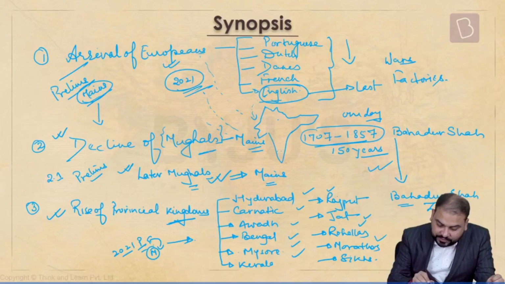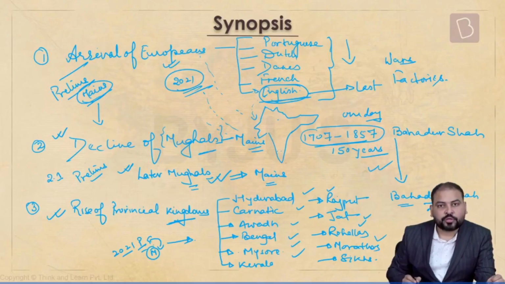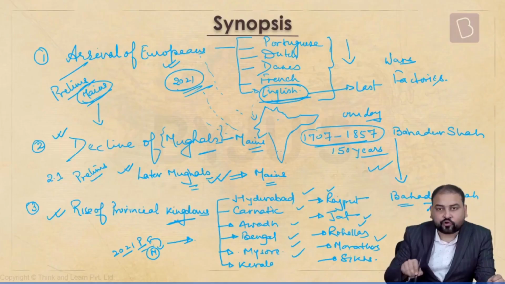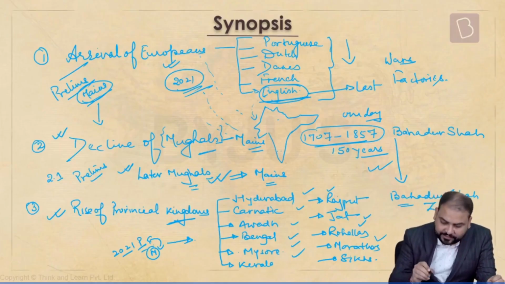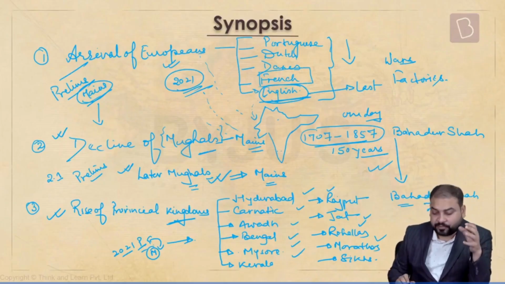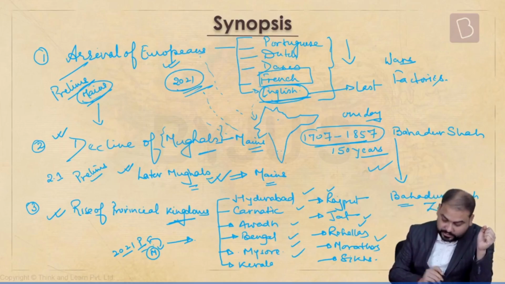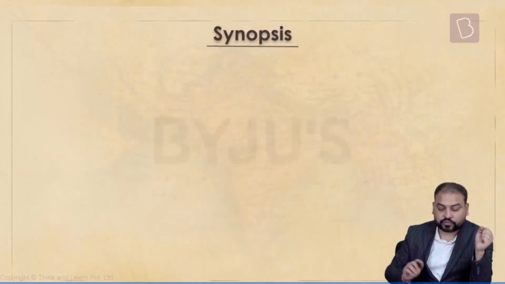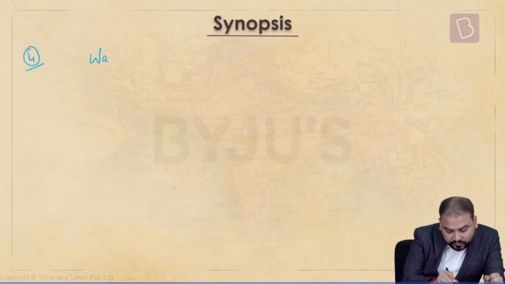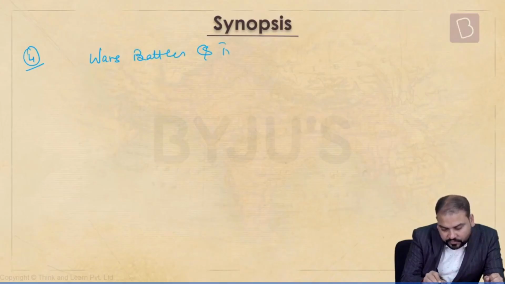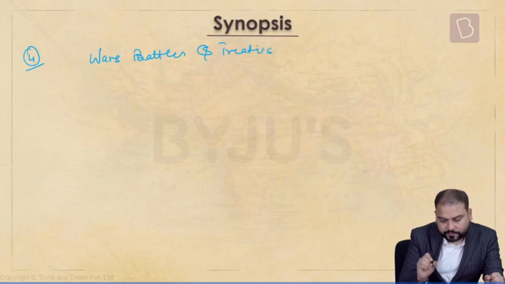And ultimately, it is the English who have to eliminate all these competitors and even the foreign competitors in order to establish their rule in our country. So basically, in the chapter number 4th, we shall study all the wars, battles, and of course, the treaties.